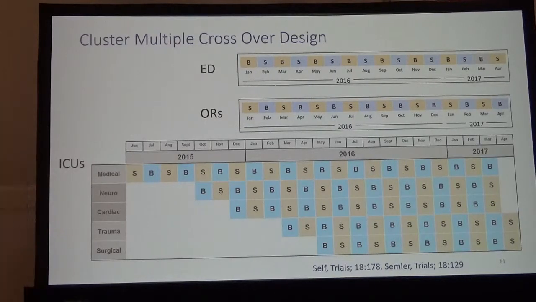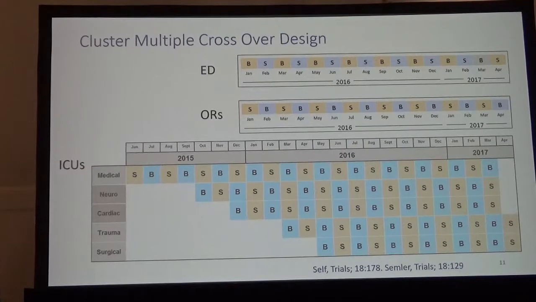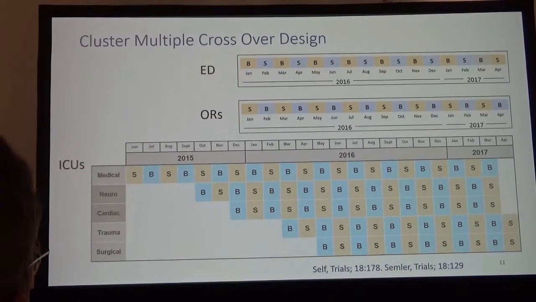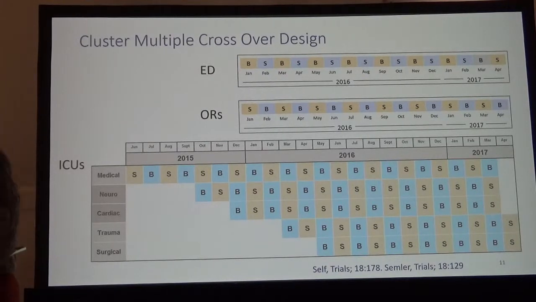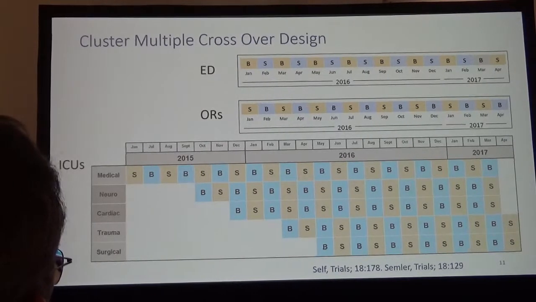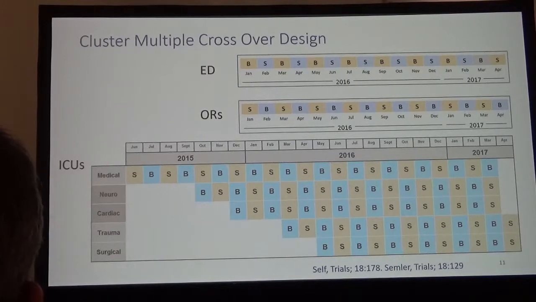So if you start up here in the emergency department in January 2016, basically all patients who came into our emergency department that were getting resuscitation fluids received a balanced solution. That's the B. Remember, that is clinician's choice between lactated Ringer's and Plasma-Lyte. In our setting, that was largely lactated Ringer's. And then at the first of the month, every month, we crossed over for the next 2 years.